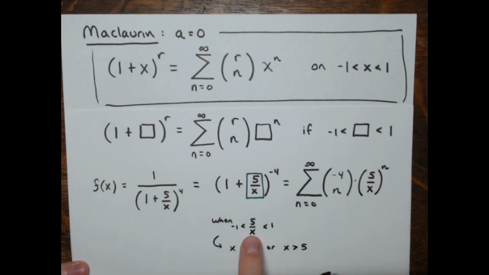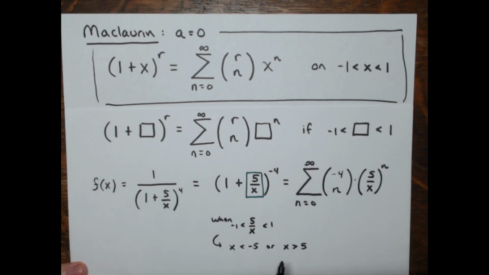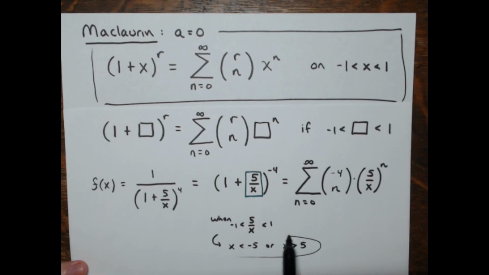Because when x is smaller than -5, you'd get, say, -5/6, -5/7, -5/8. Those are bigger than -1. And when x is greater than 5, 5/6, 5/7, 5/8, 5/9, that's less than 1. Right? It's between -5 and 5 where you're going to have a problem.